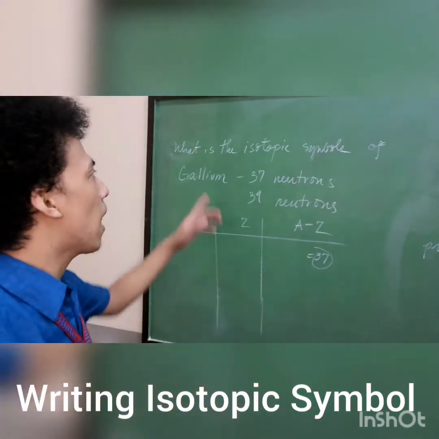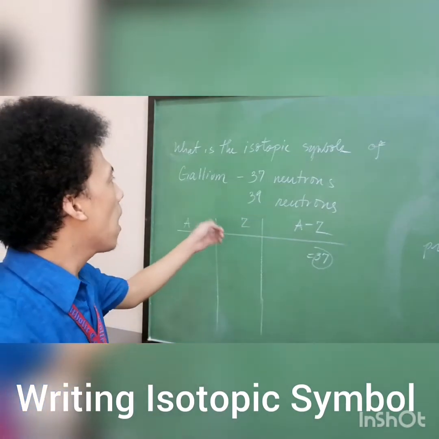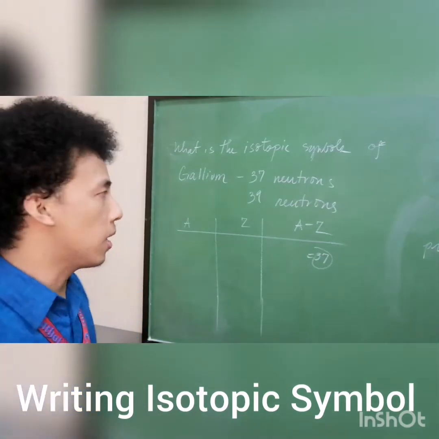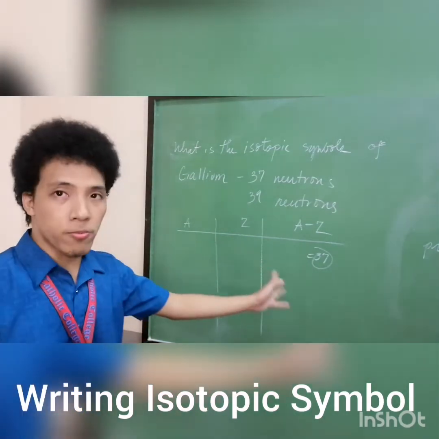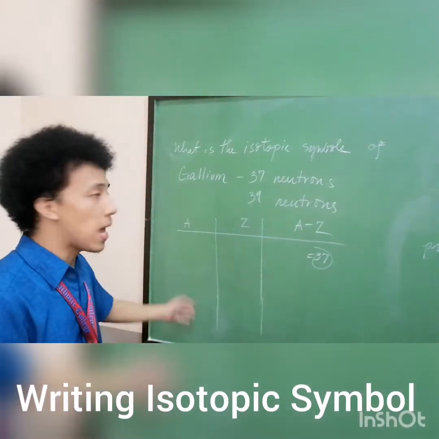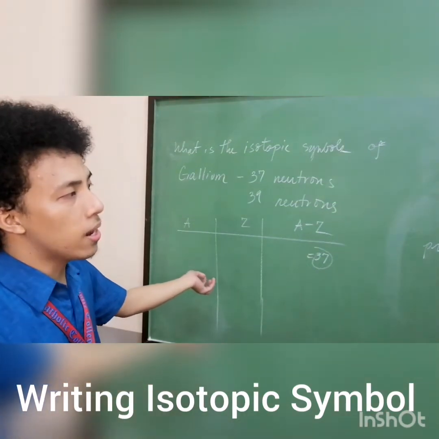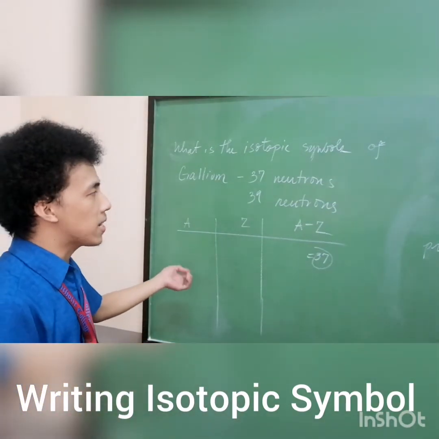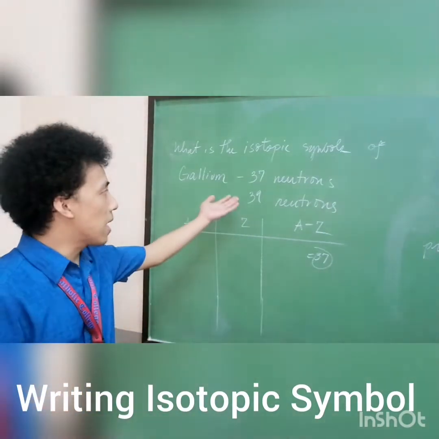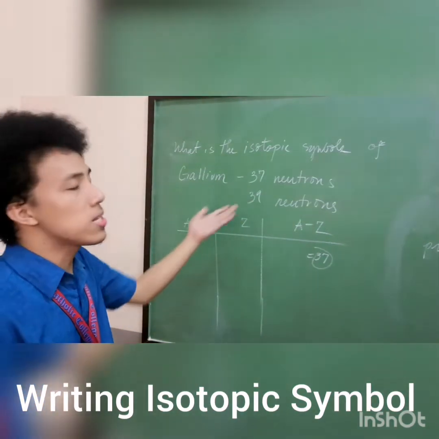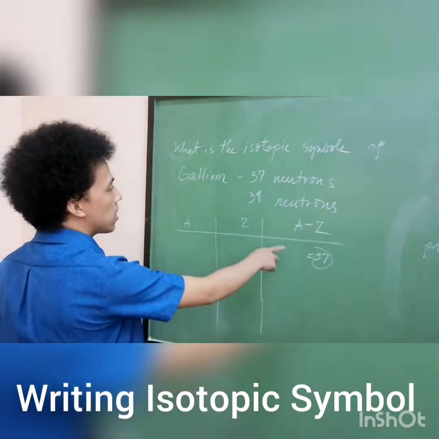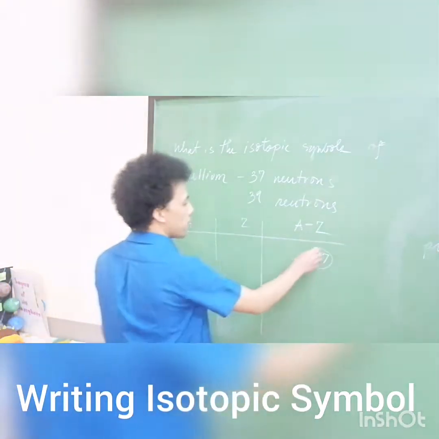So let's proceed. We have to write the isotopic symbol of gallium that has 37 neutrons, and another one that has 39 neutrons. We create a table to distinguish the isotopic symbol, the atomic mass, and the given atomic number. This will give us an idea how we're going to write the isotopic symbol of this element using 37 neutrons and 39 neutrons respectively. Let's write 37 neutrons first, which is the first given.